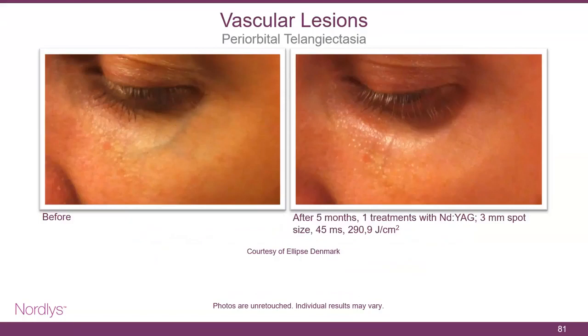Very common condition and can be one of these things that people find very, very difficult to treat. But this was a single treatment with the 3mm spot size. Quite a long pulse because it's a big vessel, so 45 milliseconds. And you can see the big difference in the energies that we deliver with an Nd:YAG over the IPL system. With the IPL handpieces, we were using 7, 8 joules. Here we're using 290 plus joules of fluence.